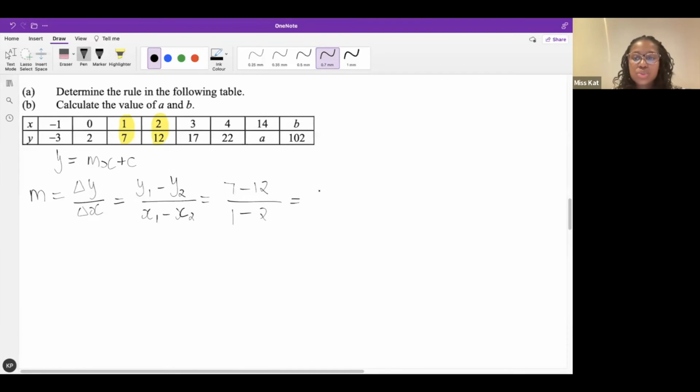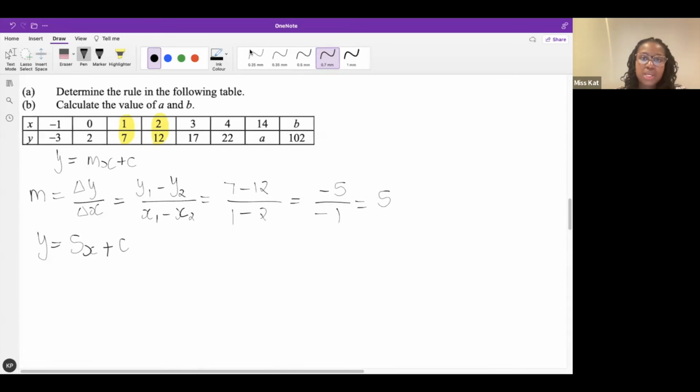What's 7 minus 12? It is -5, over -1. Negative. And then my final answer will be? Therefore, we have positive 5. So now we have our m. y equals 5x plus c, but we're not done.